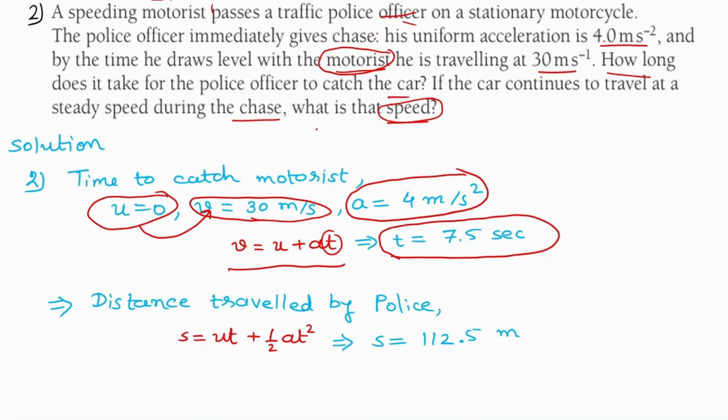Now we need to find the distance. So the distance covered by the police officer during this time is ut plus half at square. So T we got here, U is 0 and A is given to you. So S over here is 112.5 meter. So this is about question number 2.